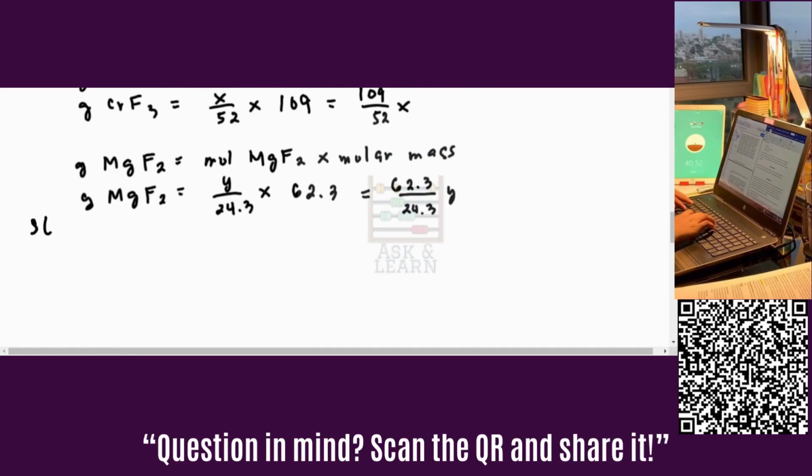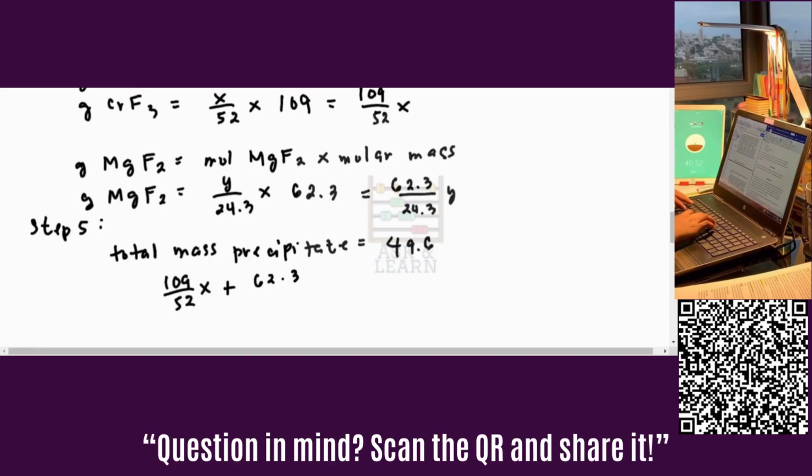And what we know is that the total mass of precipitate is equal to 49.6, and we know that this is equal to the mass of chromium fluoride and magnesium fluoride, where that's 109 over 52x plus 62.3 over 24.3 y. And let us name this as our equation 2.